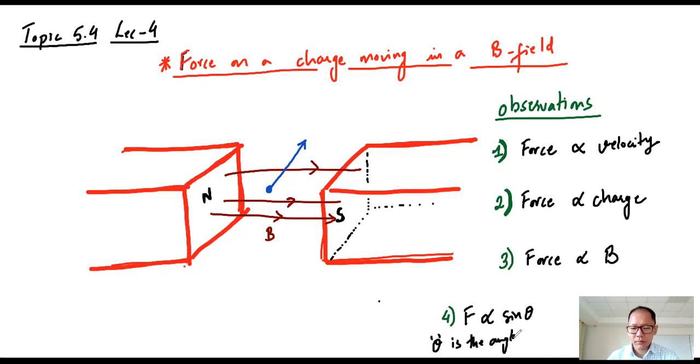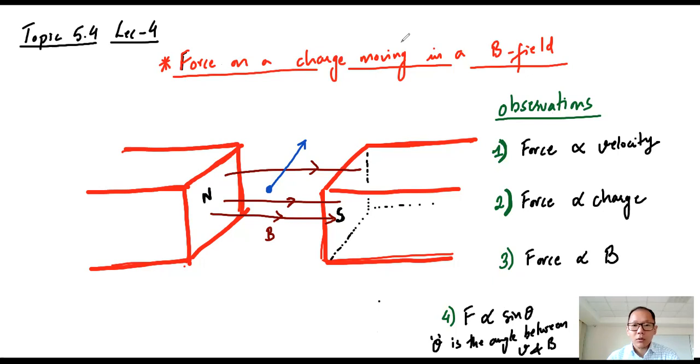Theta is the angle between V and B. So the direction of the velocity and the direction of the magnetic field, if the angle is 0, then the force is 0. And if it's 90 degrees, it's a maximum, right? Because sine of 90 has the maximum value in a sine function. So these are the 4 observations that we can make if a charge is moving across the magnetic field.